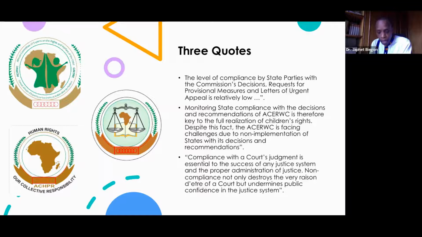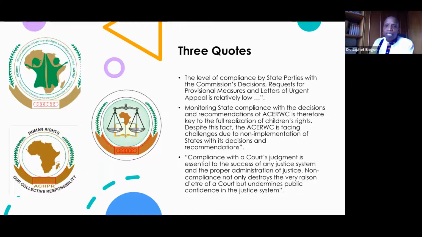Despite this fact, the committee is facing challenges due to non-implementation by states of its decisions and recommendations. And the final quote is from the activity report of the court for the year 2019. In that report, in relation to implementation or compliance, they say that compliance with the court's judgment is essential to the success of any justice system and the proper administration of justice. Non-compliance not only destroys the very raison d'etre of a court, but undermines basic confidence in the justice system.